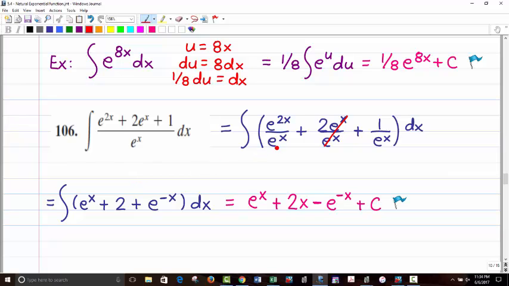So e to the 2x divided by e to the x, you subtract exponents, so 2x minus 1x would be x. In this case, the e to the x is canceled, so you have 2. And then 1 over e to the x is e to the negative x.